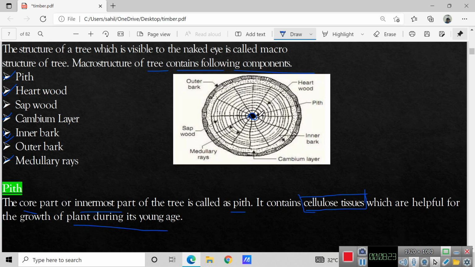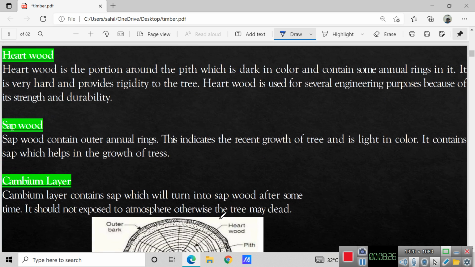Now the next part, that is heartwood. Heartwood is the portion around the pith which is dark in color. You can see it is mentioned that heartwood is relatively dark in color in comparison to pith, and contains some annual rings. So annual rings start from heartwood. Annual rings can be identified from heartwood, and before that in pith annual rings cannot be identified easily.